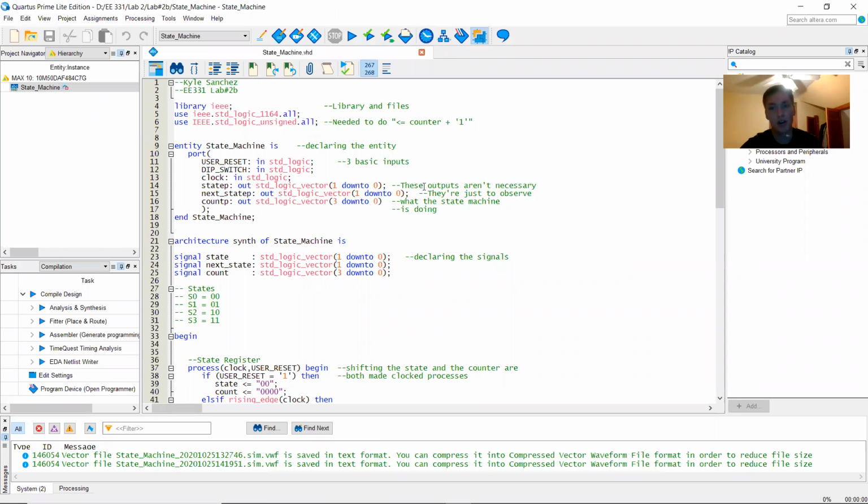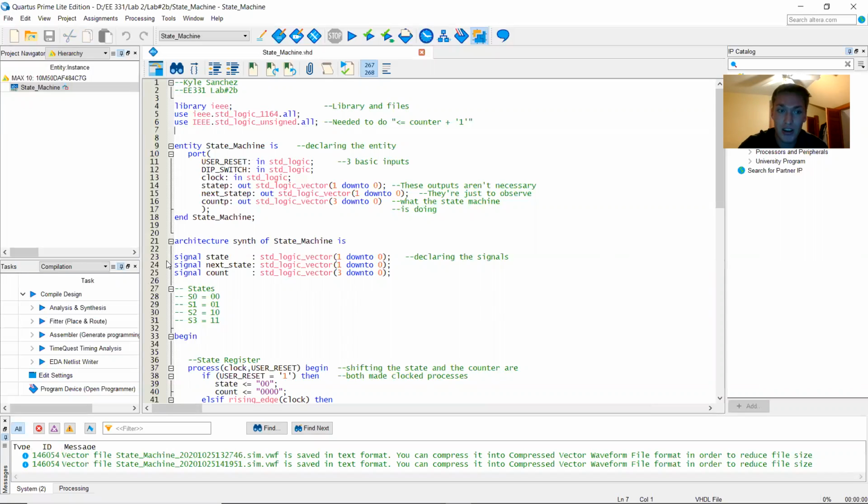And right here is the code that I came up with. You have your regular library and files here. You need the unsigned file to do the whole counter part of it. And then here you have the entity where we declare all the inputs and outputs. We have the 3 inputs that are required here, and then I put these 3 outputs. You don't need them, but it was just for me to see what was happening in the state machine and debug a lot of stuff.